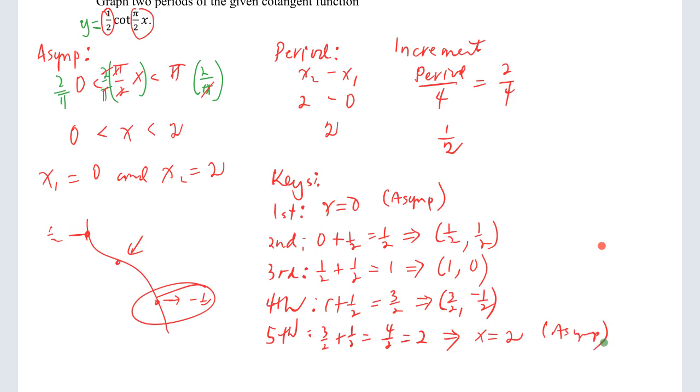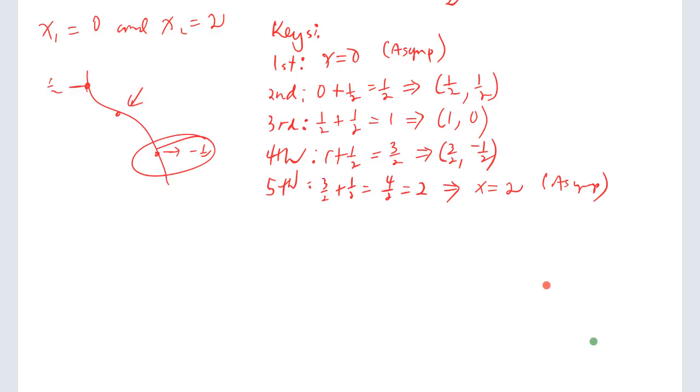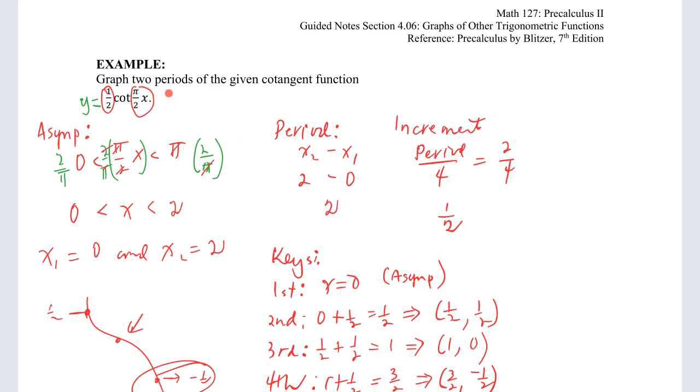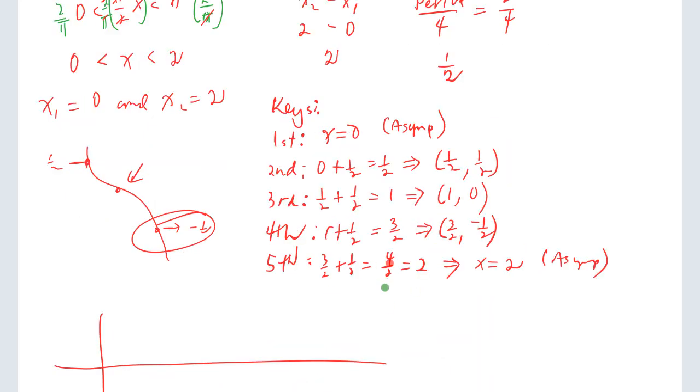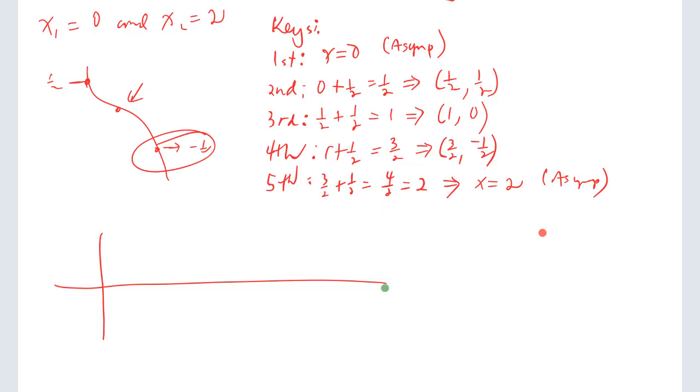All right, so now since I already have all the keys I need here, I can start graphing this. According to the instruction here, they want us to graph this with 2 periods. Remember, this is only 1 period, so I need to extend it on either side, either on the left side or on the right side. So now I'll have here 1, 2, 3, 4.